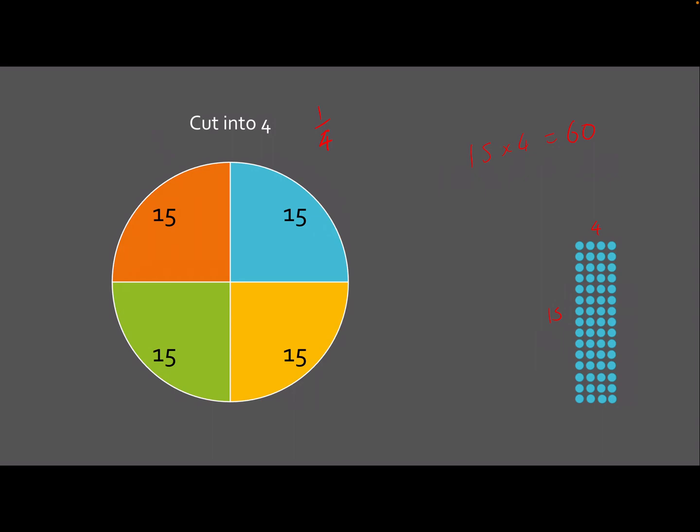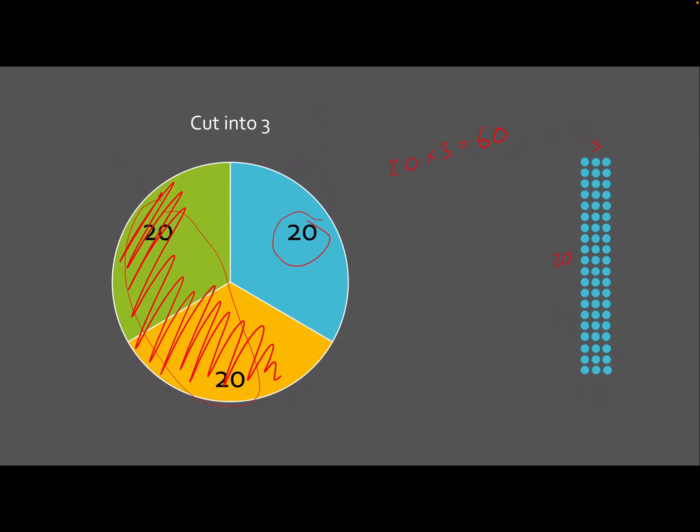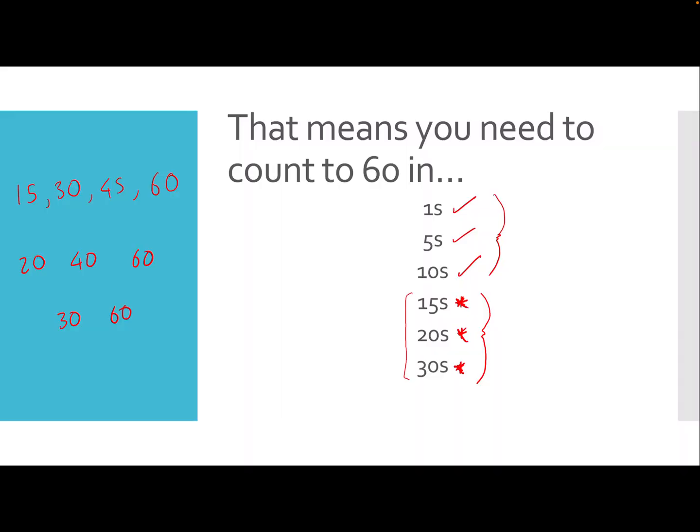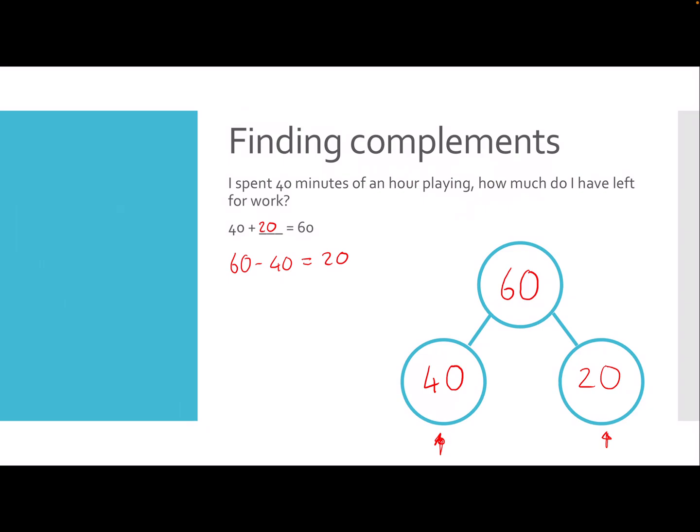I might say, oh, we spent 45 minutes. Remember counting in 15s, 15, 30, 45. How much is left? Oh, that's 15. So that one shouldn't be too hard. I'll keep it all under 60 today, so you're not doing more than 1 hour. That shouldn't be too hard. That can be our first level of work.